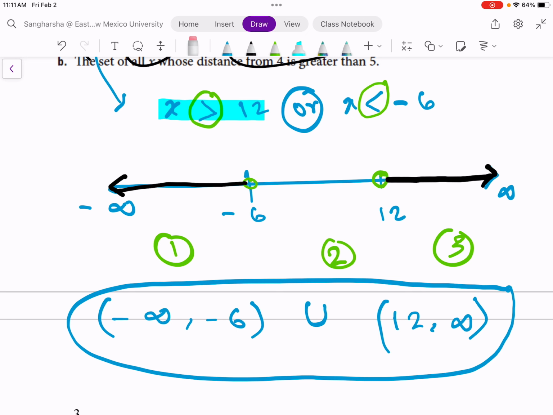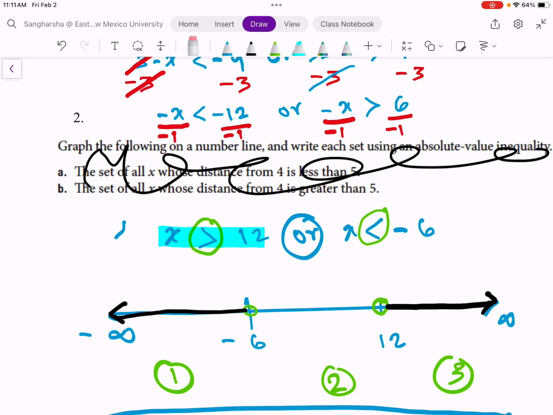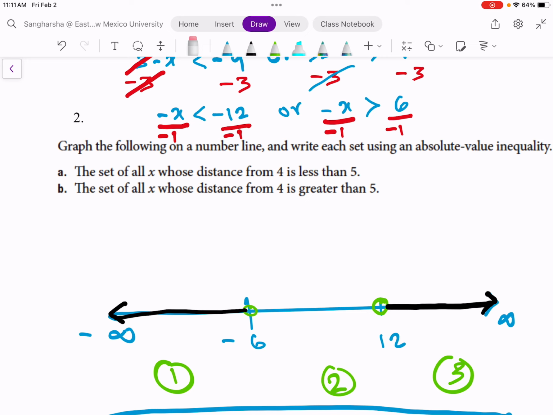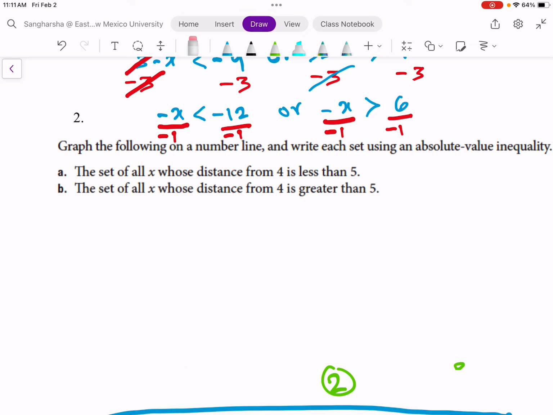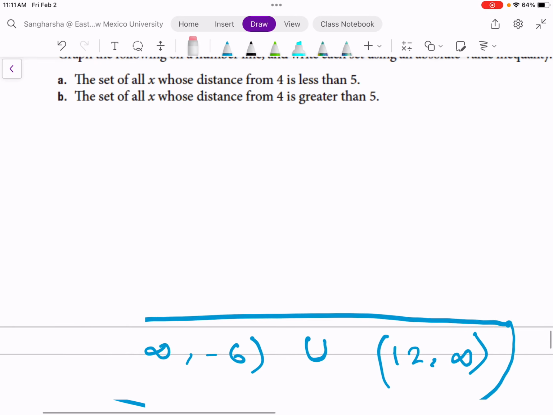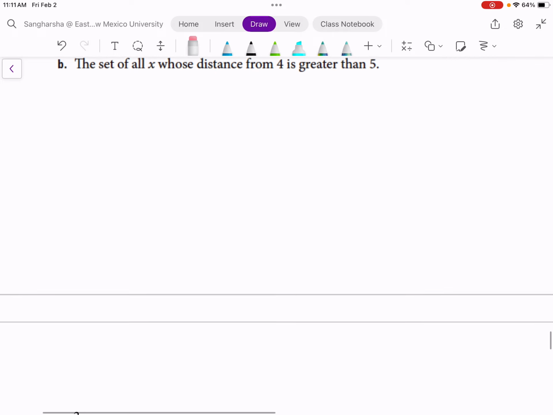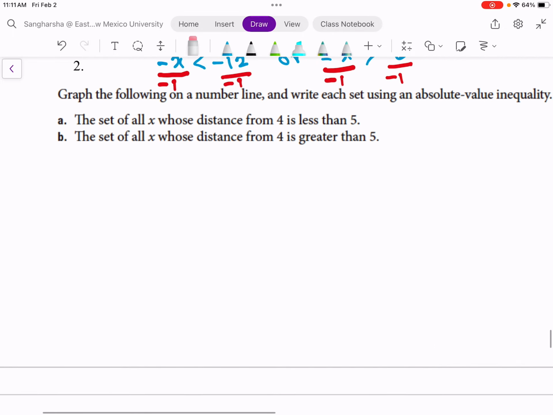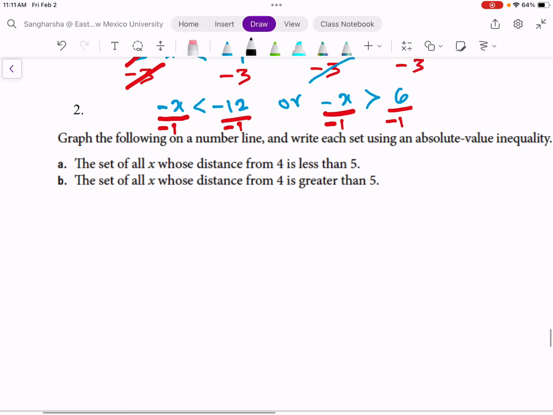Okay, so the next example here, let me erase this. Graph on a number line and write each using an absolute value inequality. We have the set of x whose distance from 4 is less than 5. How do we write this using the absolute value inequality? We need to write down the set of all x whose distance from 4 is less than 5. So how do we find the distance of x from 4?